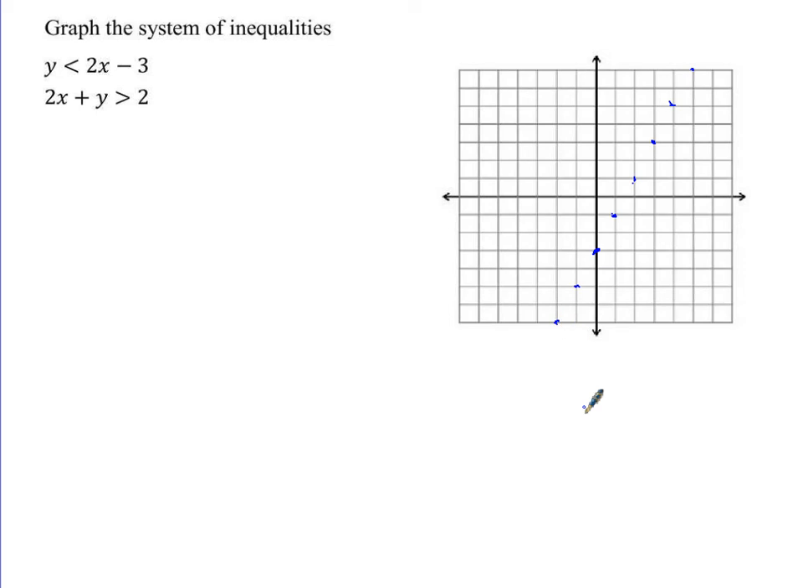Now remember that the rules for graphing, for me, are your line has to go all the way through the grid, and you got to put arrows at both ends. If you don't, I will take points away. This is the correct way to graph.